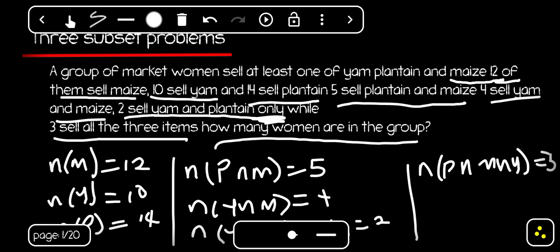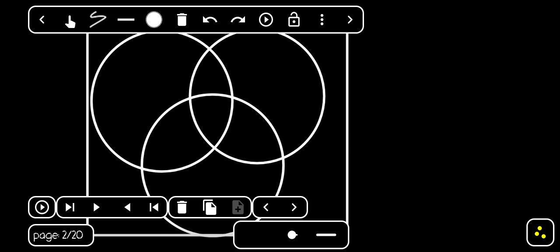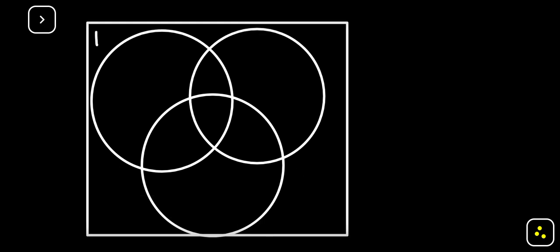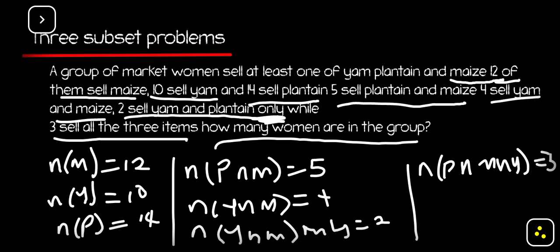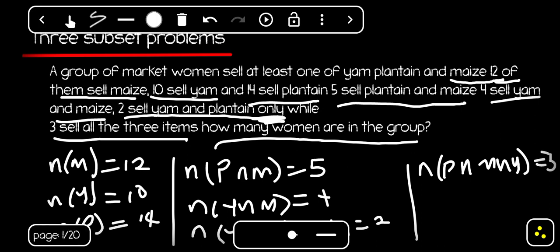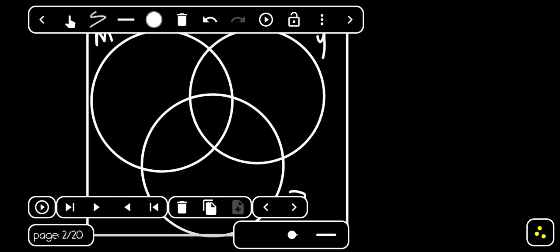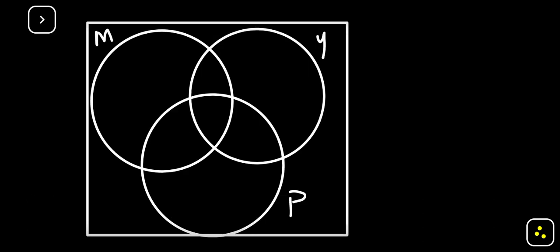So if you have a Venn diagram like this, let's have here for maize, let's have here for yam, and let's have here for plantain. Now take note that from our parameters we have maize 12, yam 10, and plantain 14. So we're going to put it like that. So maize 12, yam 10, plantain 14.